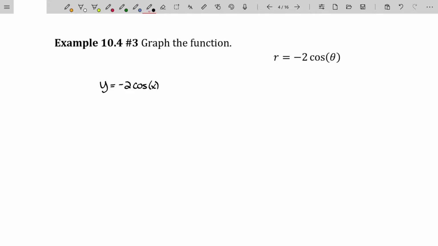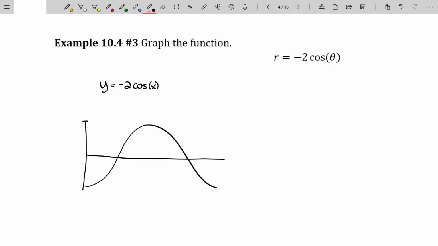And we'll go ahead, just do that really quickly. It's the upside down cosine, so it looks like that. It reaches a maximum of 2 and a minimum of -2. And remember, this is 2 pi, and here's pi, and so on and so forth, right?